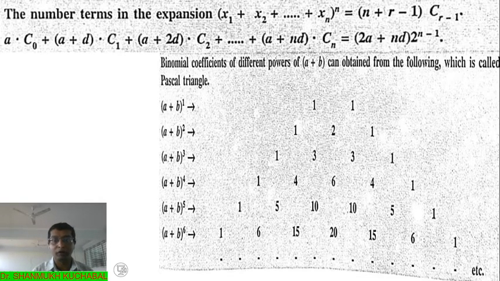First note: the number of terms in the expansion of (x1 + x2 + ... + xn) raised to the power n is equal to the combination (n + r - 1) C (r - 1). So wherever it is x1 plus x2 and so on up to xn raised to n, we can apply this note.